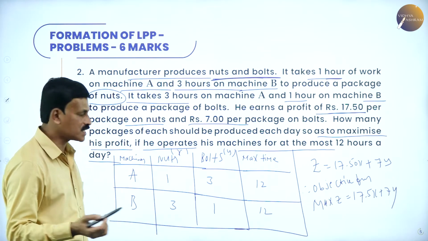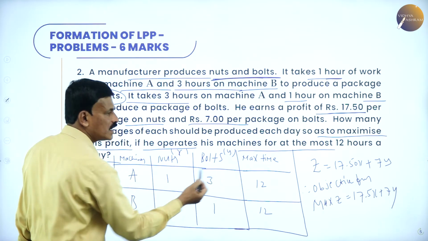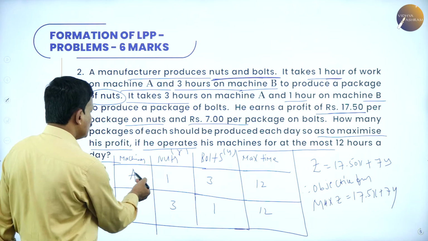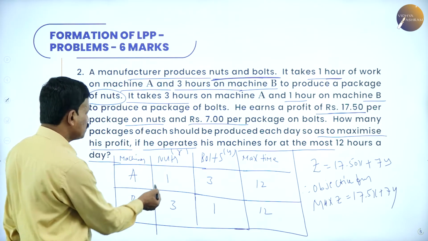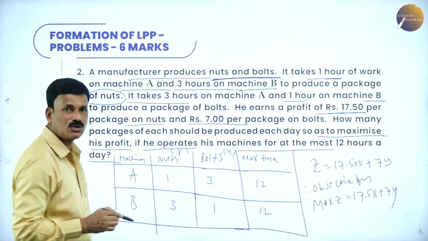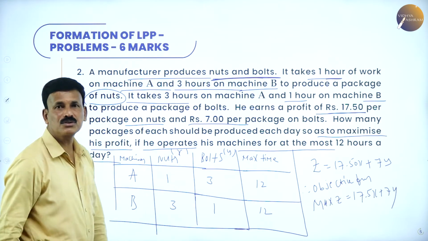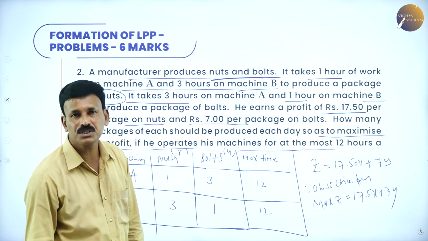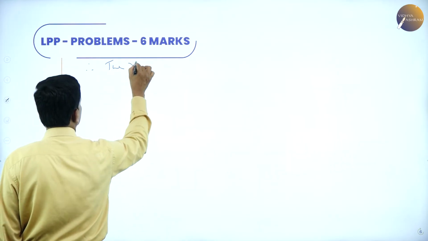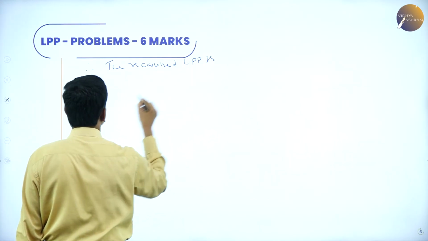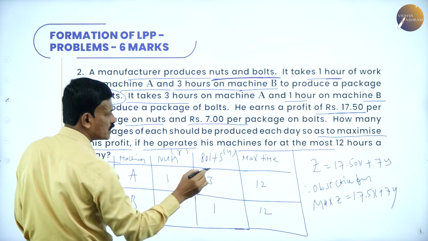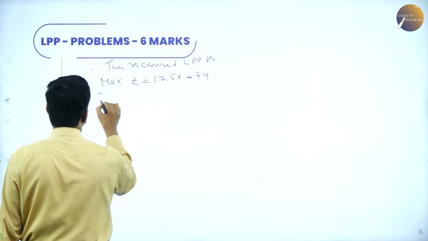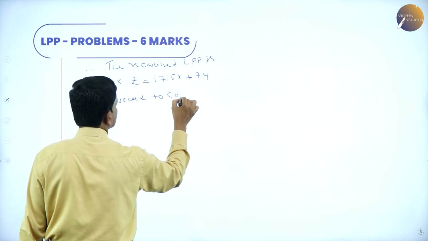So let us form the LPP. Subject to the constraints, x plus 3y is less than or equal to 12, since the maximum time is 12. 3x plus y is less than or equal to 12. And the non-negative restrictions, x is greater than or equal to 0 and y is greater than or equal to 0. That's it. Now, therefore, the required LPP is max Z is equal to 17.5x plus 7y subject to constraints. What are the constraints?